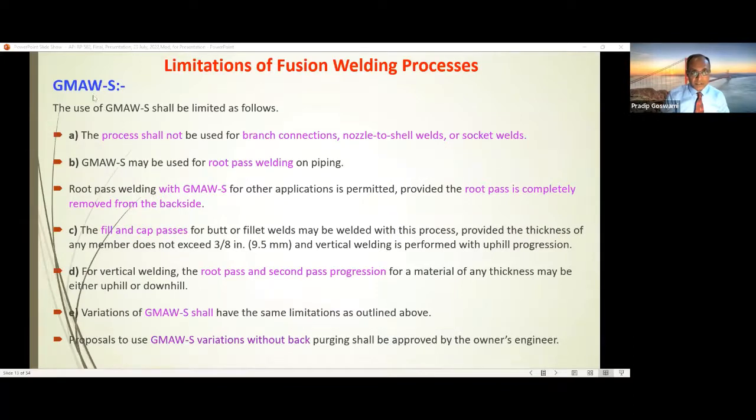Then let's see what is there for GMAW short circuit MIG welding, denoted as GMAW-S. It says that this process shall not be used for branch connections, nozzle welds, or socket welds. It may be used for root pass welding on piping. For other applications, it is provided that the root pass is removed by back gouging from the backside. The fill and cap passes may be welded with this process, provided the thickness doesn't exceed 3/8 of an inch, roughly 9.5 millimeter, and vertical welding is performed in an uphill position.